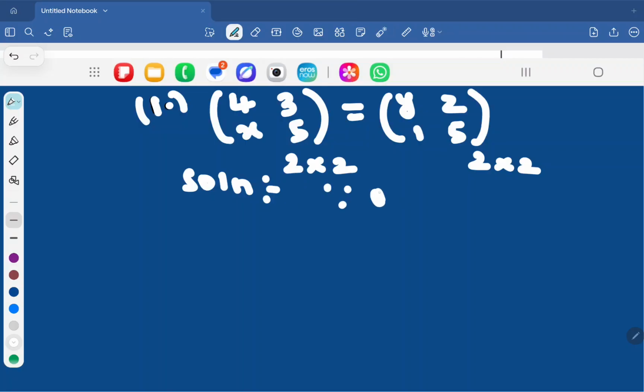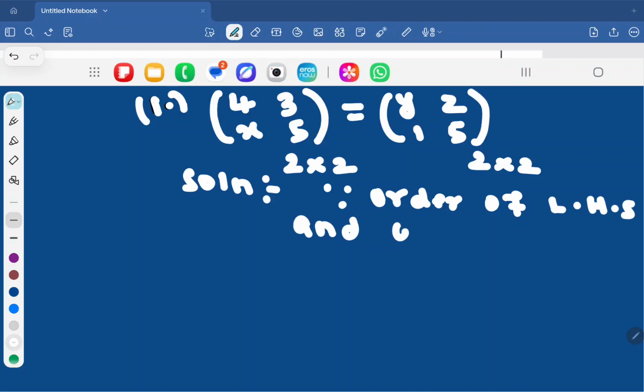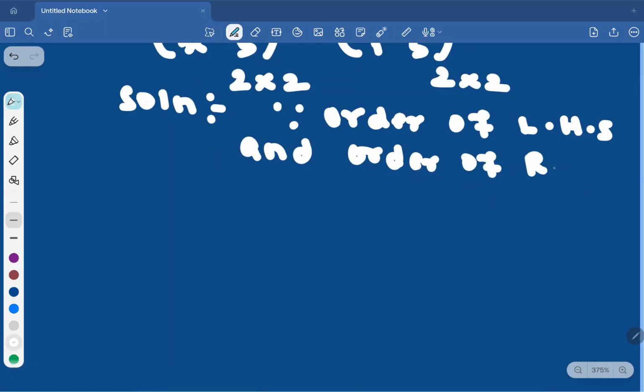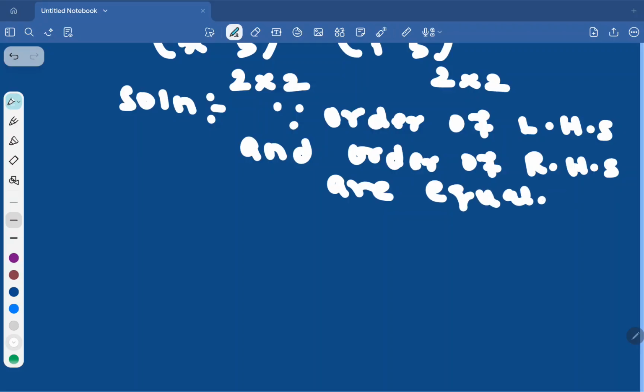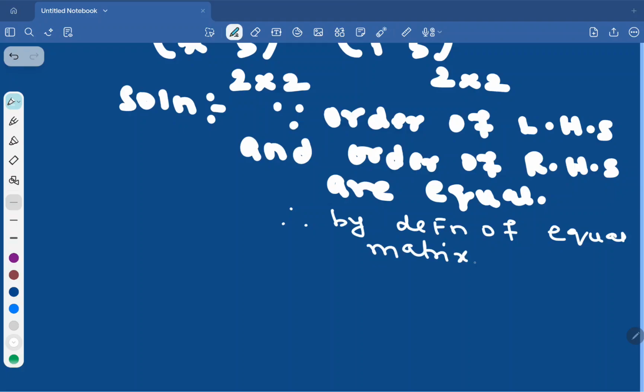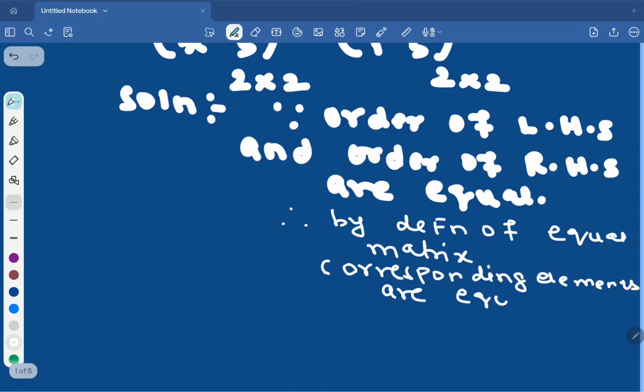Solution: since order of LHS and order of RHS are equal, therefore by definition of equal matrix, corresponding elements are equal.